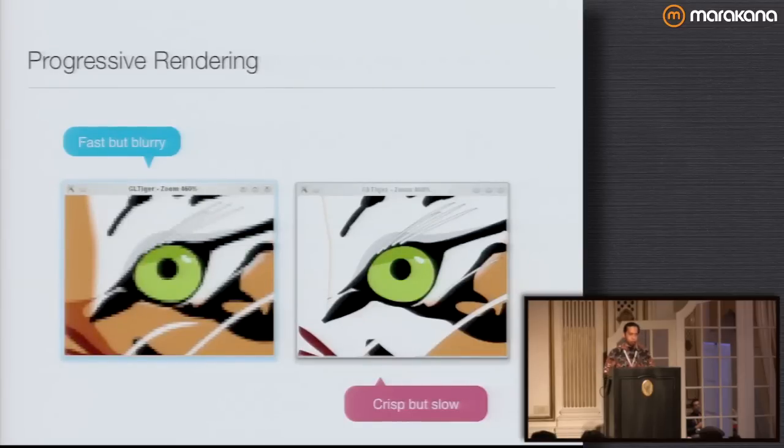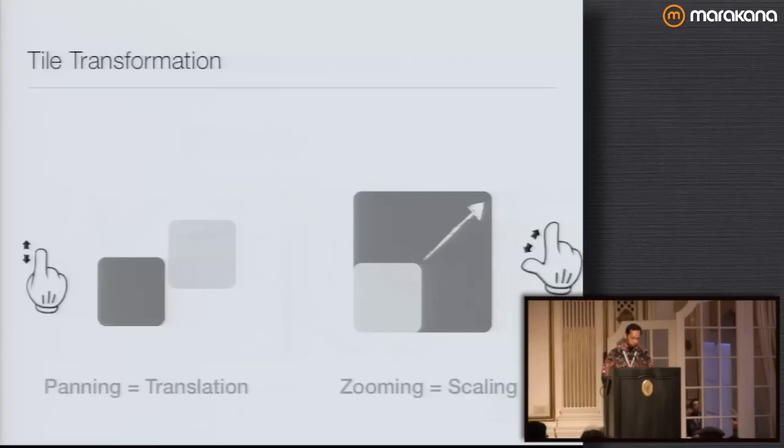So that's something called progressive rendering. As you zoom in, zoom out, the browser just displays the scaled version of your content. And then when you stop, or whenever it has some time, it tries to render your content with a high resolution.